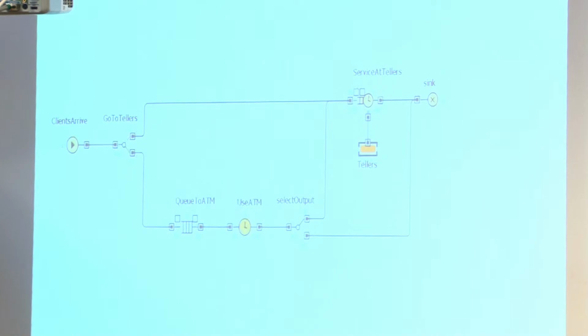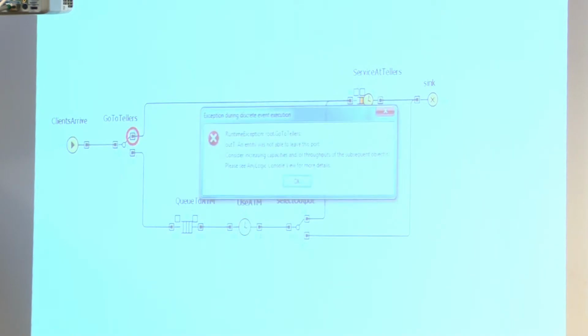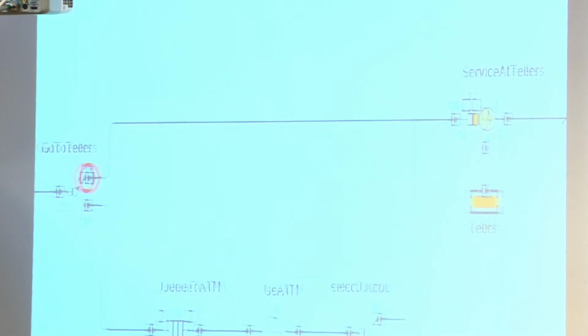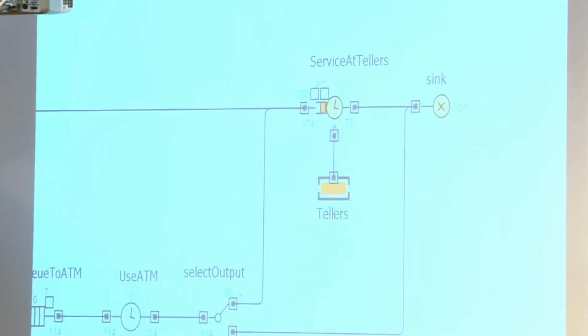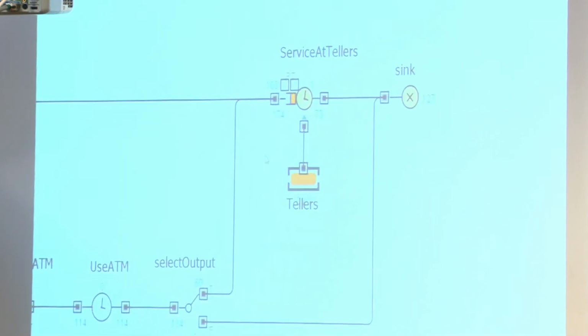The ATM is doing okay. But when I ran it in the fast mode, I see that this queue has an overflow. We have 100 entities in the queue, and by default, the maximum allowed size of the queue in this object is 100. So it looks like the tellers are not capable of serving that big client flow.